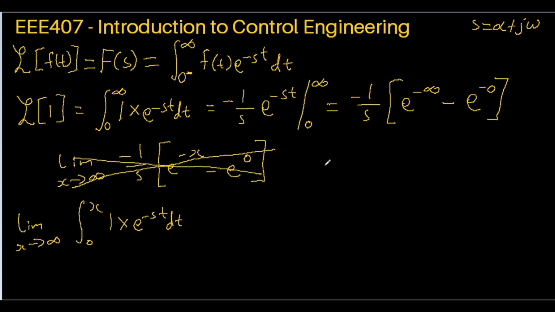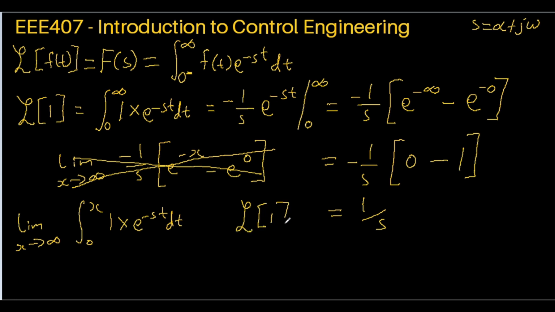So this will be equal to minus 1 over s, and e to the power of negative infinity is simply equal to 0. That's 1 over infinity, which is 0. Then minus 1, e to the power of 0 is 1. So what we have inside this bracket is simply negative 1. In other words, this is 1 over s. So let's write that out again: the Laplace transform of 1 is simply equal to 1 over s.